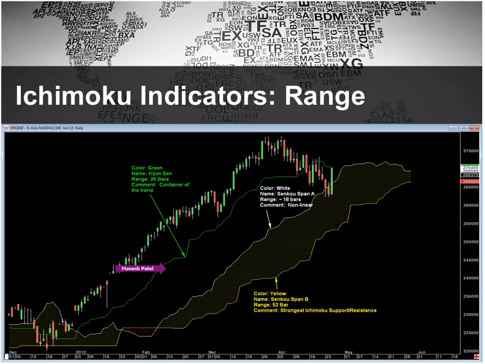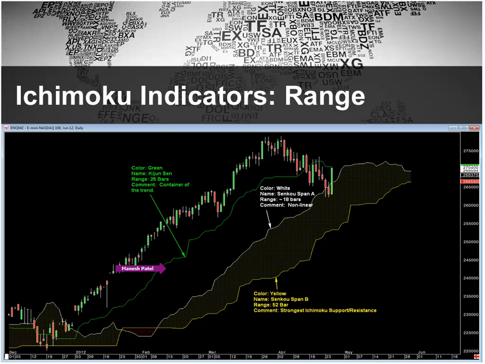Now, in order for you to see which one relates to yellow, the indicator that looks the most flat is always going to be the equivalent to my yellow on this screen. And what that represents is the range for 52 bars. Everyone okay with that? So when you see this yellow line, this represents the range of 52 bars. When you see this white line, this roughly represents a range for 18 bars. So on the screen you've got a range for 18, 26, and 52. That should be pretty clear.